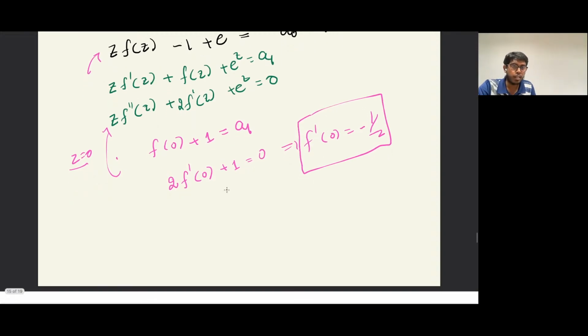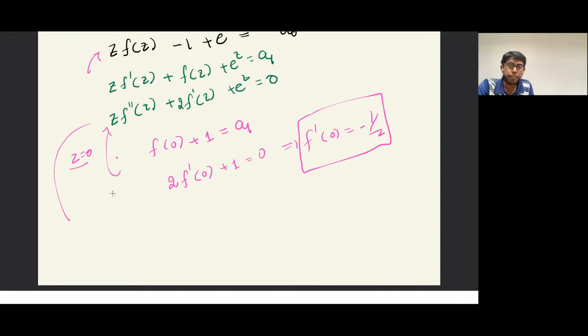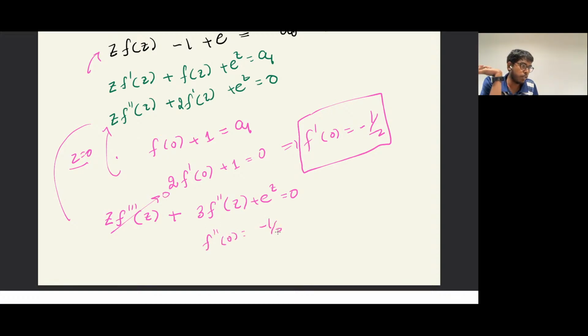If we take the third derivative, I get z f triple prime z plus 3 f double prime z plus e to the z equals 0. If I put z equals 0, this term goes away. So f double prime 0 is minus 1 by 3. Yeah, you are right, Abiru. Thanks for this suggestion. This is quite easy.